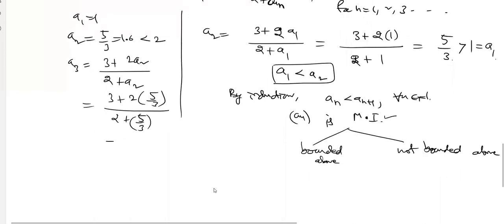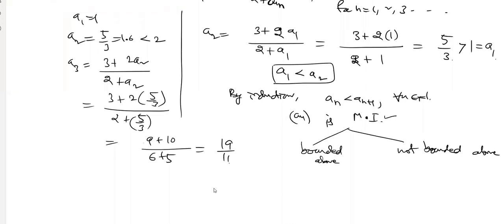That means what? This is nothing but 9 plus 10 divided by 6 plus 5. That means 19 by 11. So 19 by 11 means what? Again, you are going to have 1 point something. Therefore, this is always less than 2.